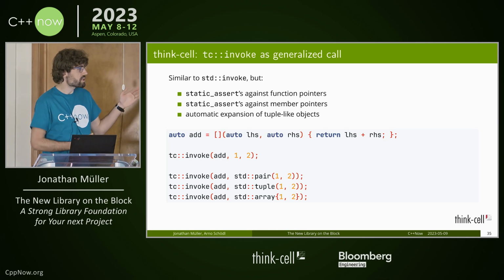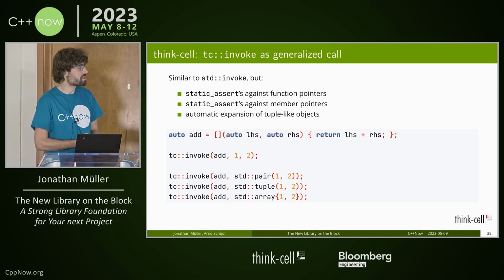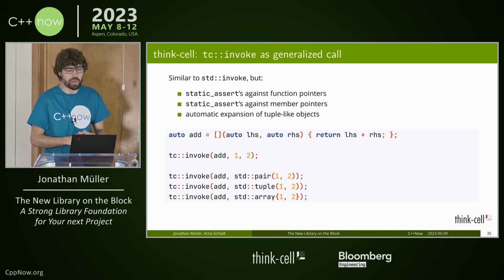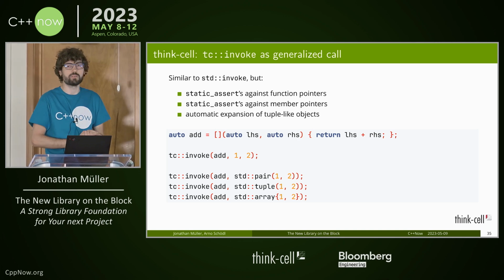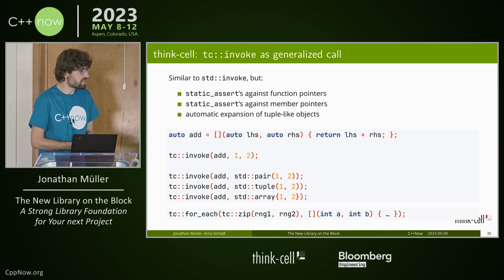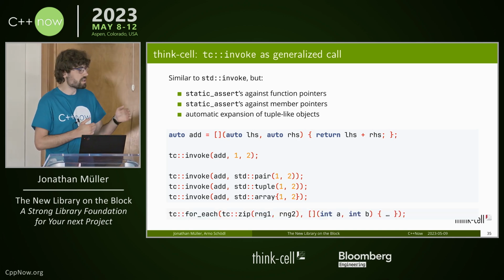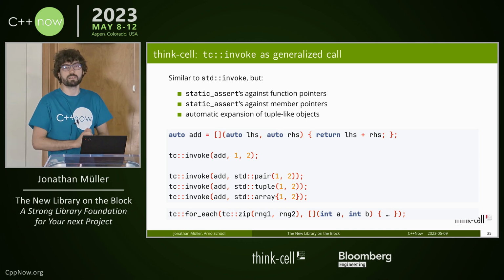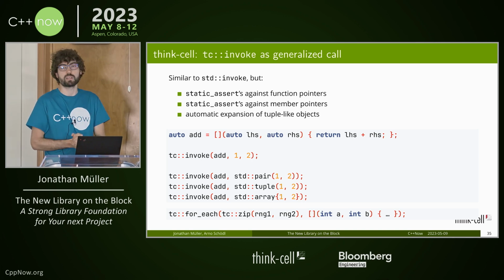So when you have a binary function like add, it takes two arguments. You can call it individually with the two arguments, or you can give it a pair or a tuple or an array, which is really convenient because this is used inside the algorithms. So for example, when you do a tc_for_each and then you zip two ranges, you can just pass it a lambda that takes the individual arguments, and it will automatically be unpacked.